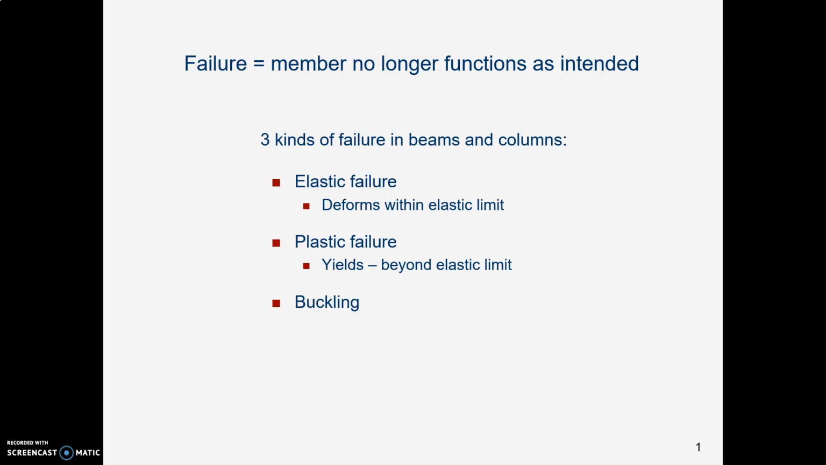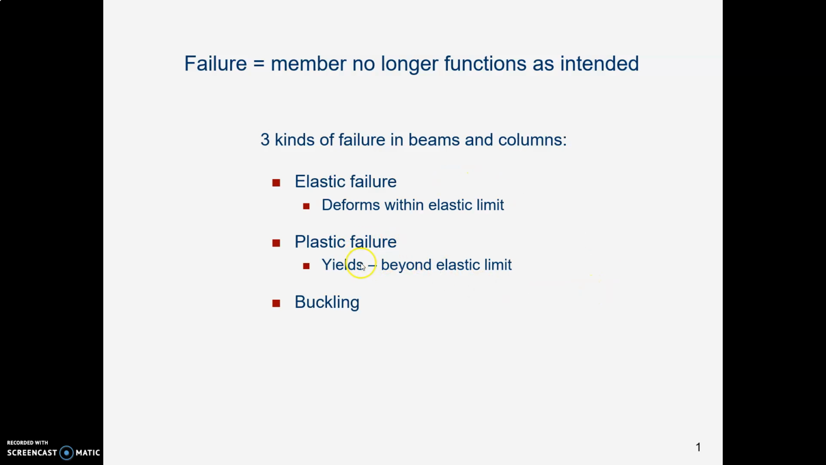When we've talked about failure modes, you might recall that we said a thing fails when it no longer functions as intended. Doesn't necessarily mean it broke in two, it just no longer functions as intended. And when we're thinking about beams and columns, there are three primary ways beams and columns could fail. There could be an elastic failure, so it deforms too much or deflects too much, but it's still within the elastic limit, so it will spring back when you take off the load.